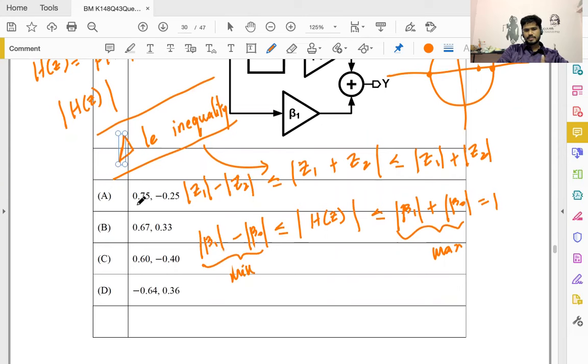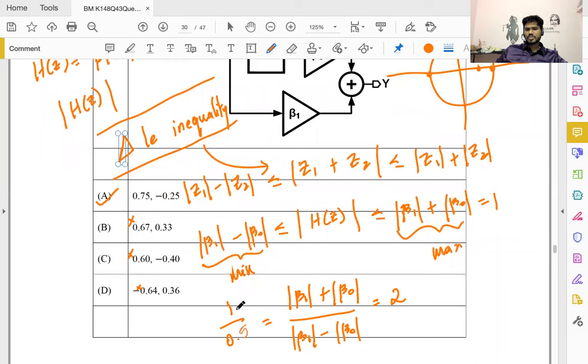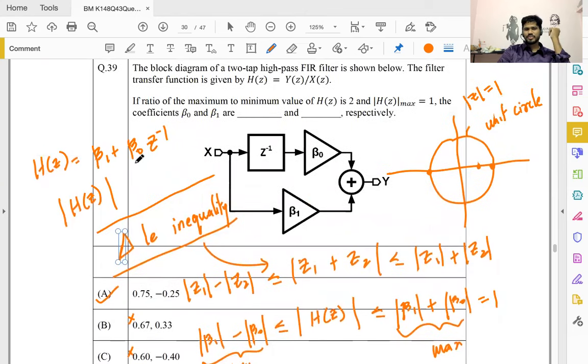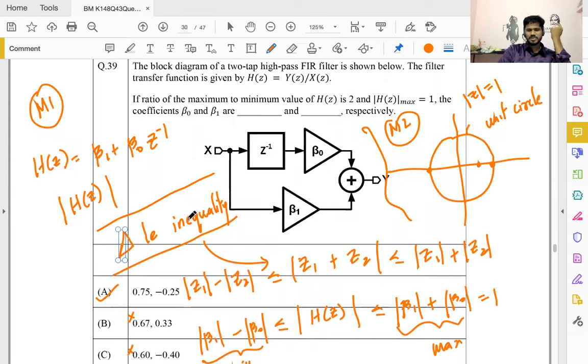Yes. We know the ratio of the two is 2. This by beta 1 minus beta naught is 2. Does this satisfy? Yes. Does this satisfy? No. Notice these two are cooked up so that you get a difference of 0.5, and you have a 1 by 0.5 here so that you get a 2. Actually, a simple question. This is method 2. If you know the pole zero plot, you could tackle it. If you know the triangle inequality, some inequality in math, you could also tackle that.